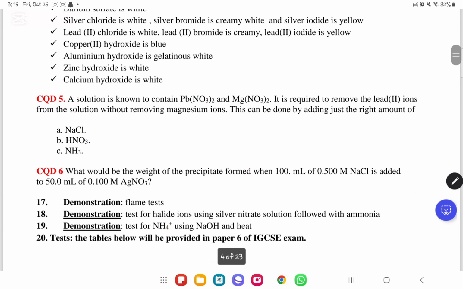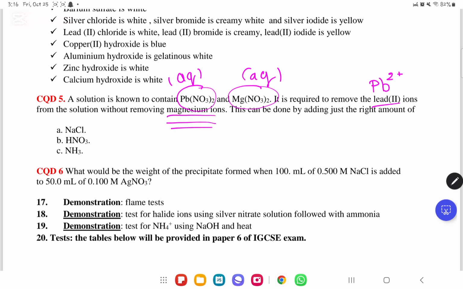Now CQD number 5. Okay, so a solution is known to contain Pb(NO3)2 and Mg(NO3)2. We know anything that reacts with NO3 is soluble, so this is aqueous, and this is aqueous. Okay, it's required to remove the lead-2 ions. We need to remove the Pb2+ ions from the solution without removing magnesium ions. So we have to keep the Mg2+ ions. So how could we possibly do that?